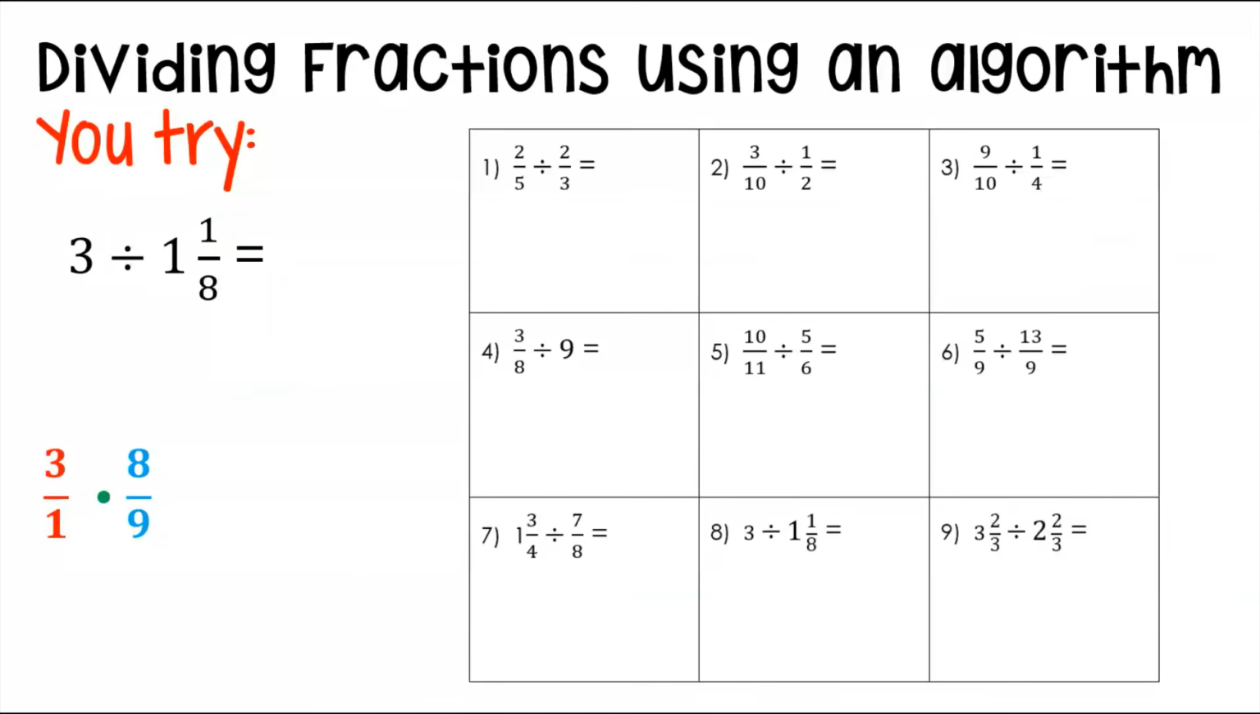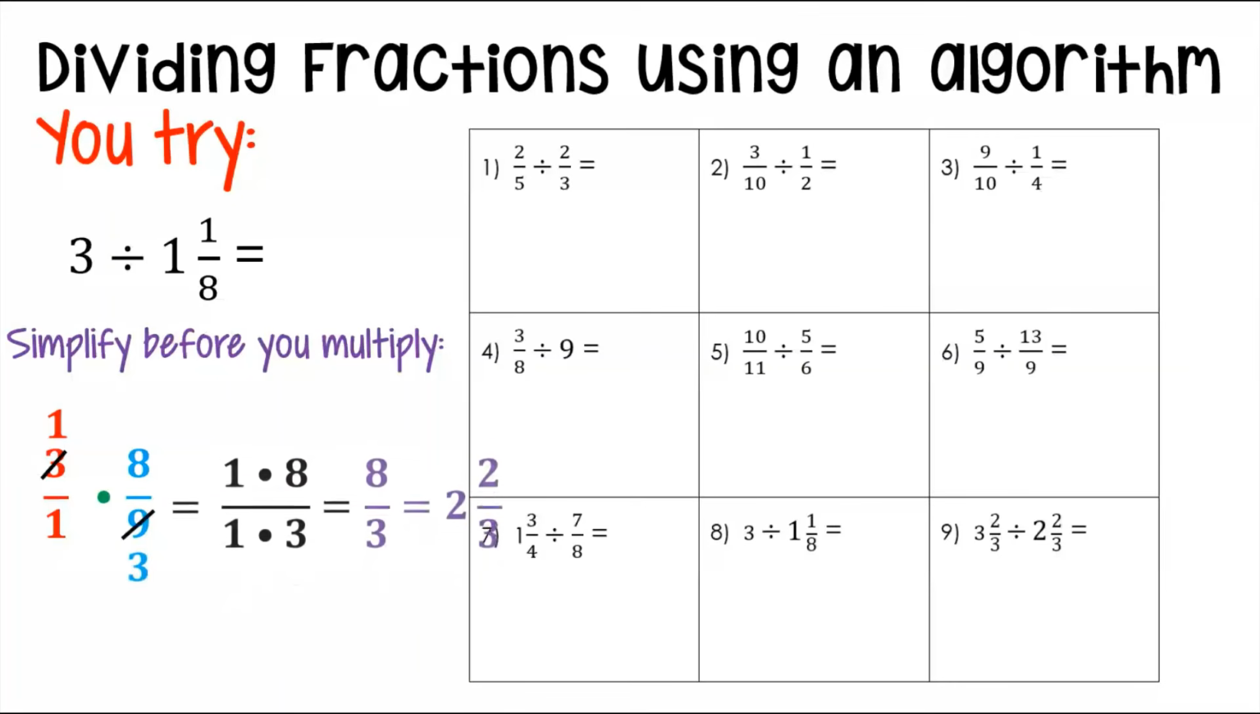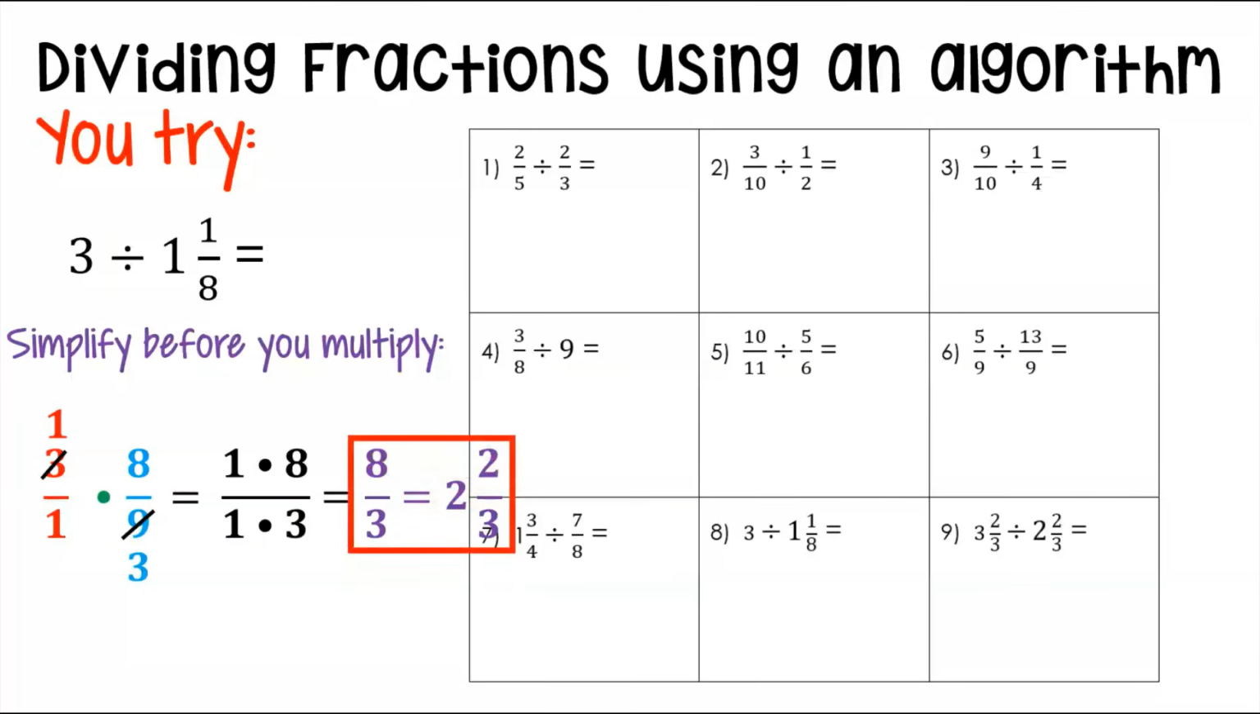We can also simplify before we multiply. 3 and 9 share a common factor of 3. So if we simplify by a factor of 3, 3 divided by 3 is 1. 9 divided by 3 is 3. Then, since we have no other common factors top to bottom, we simply multiply across. 1 times 8 is 8. 1 times 3 is 3. And that gives us a final answer of 8/3, which is the same thing as 2 2/3.